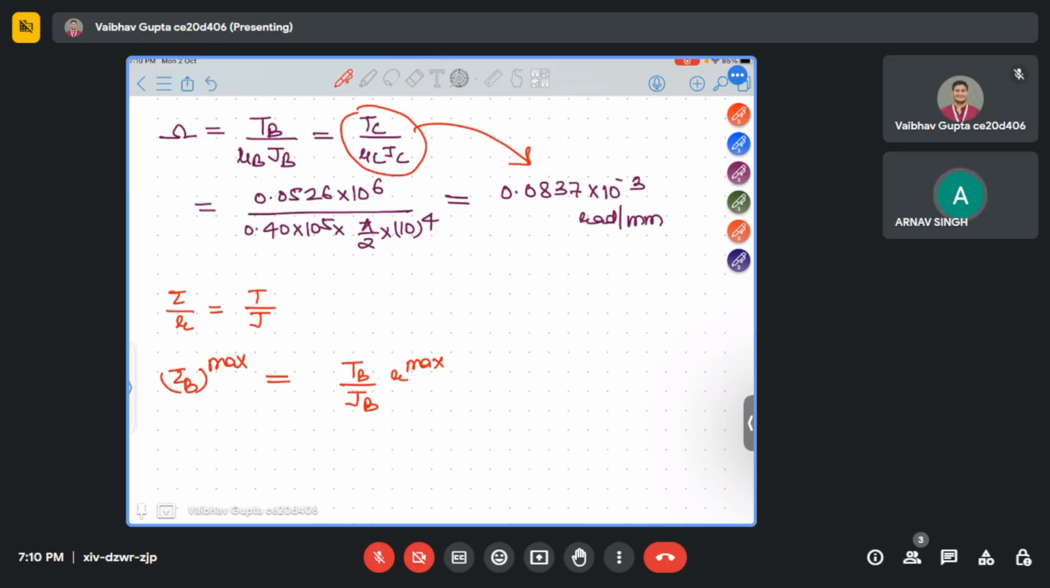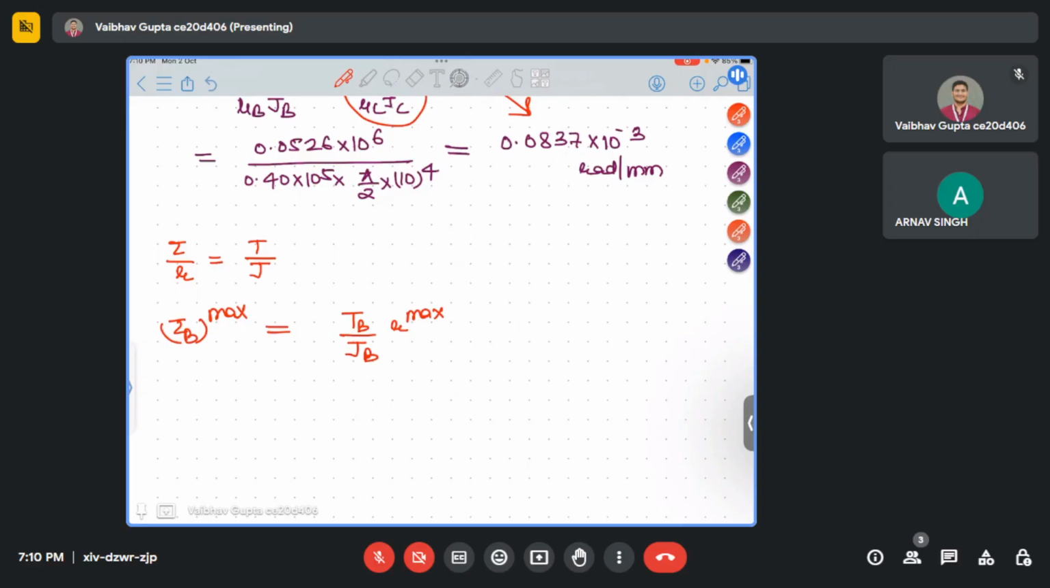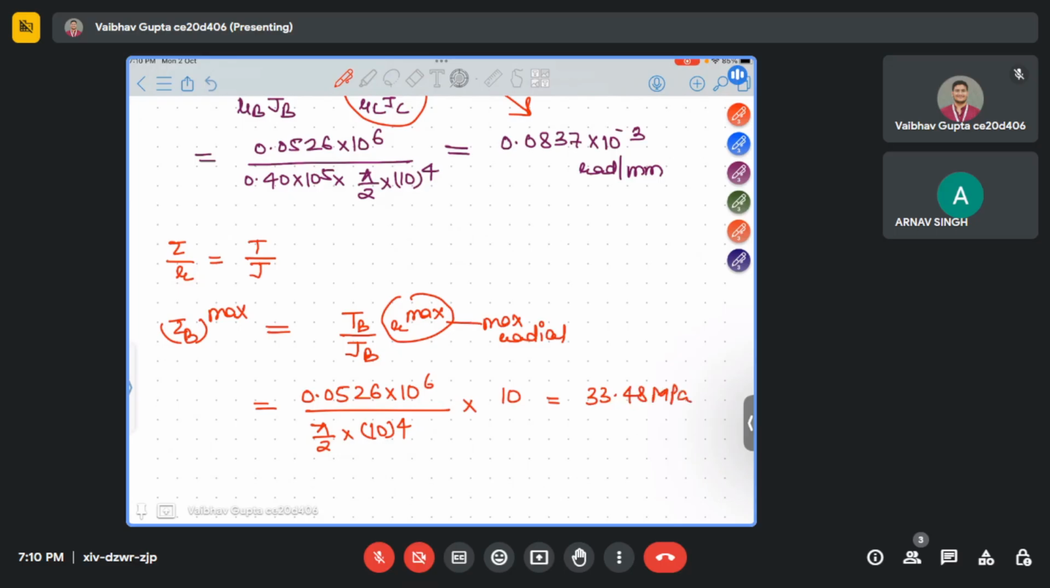So tau b max is equal to TB upon JB into R max. R max is nothing but the maximum radial distance. For brass, what is the maximum radial distance? It is nothing but the radius. So TB is 0.0526 into 10 to the power 6, JB is pi by 2 into 10 to the power 4, and the maximum radial distance is 10. Here you will get the answer as 33.48 MPa. MPa is nothing but Newton per mm square.